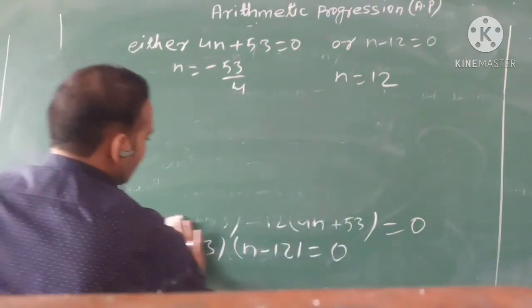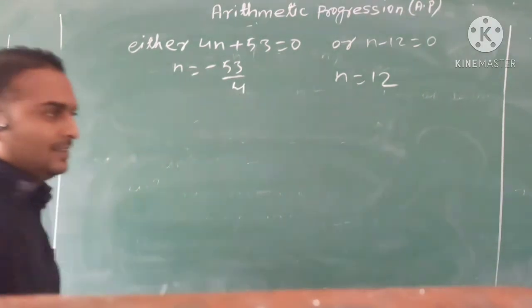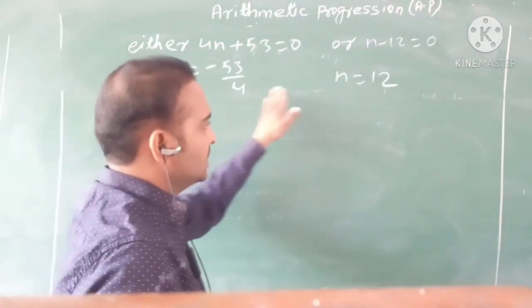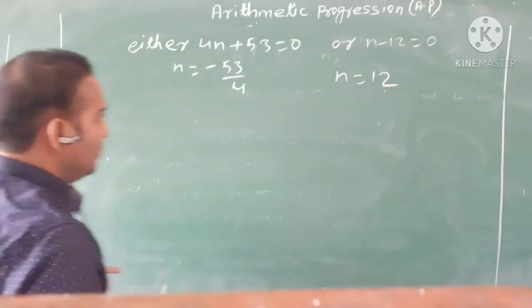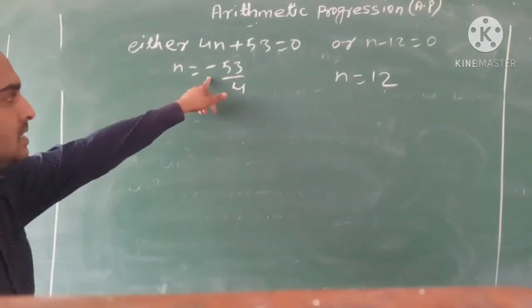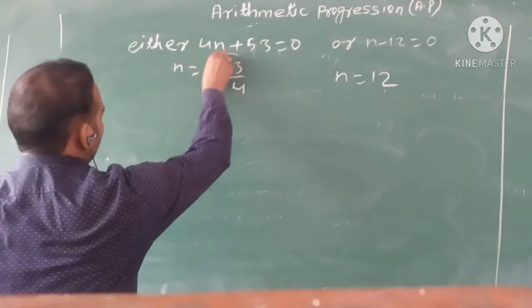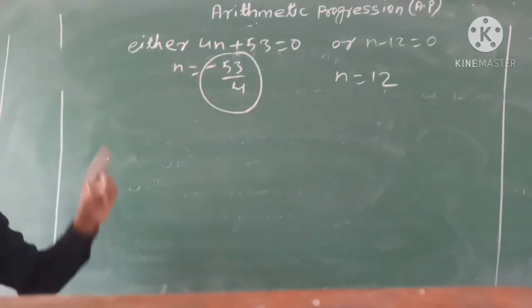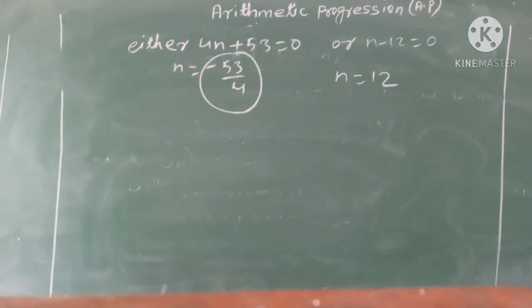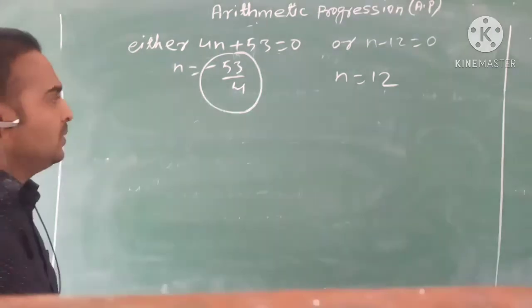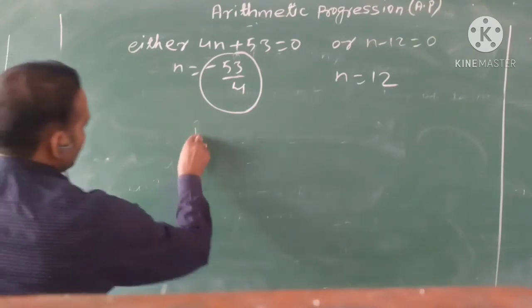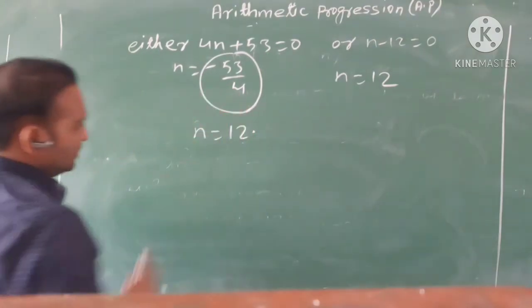There are two values of n, the first one is minus 53 by 4 and the second one is 12. We will neglect minus 53 by 4 because it is negative and a fraction. The number of terms cannot be negative or a fraction. So n is equal to 12.